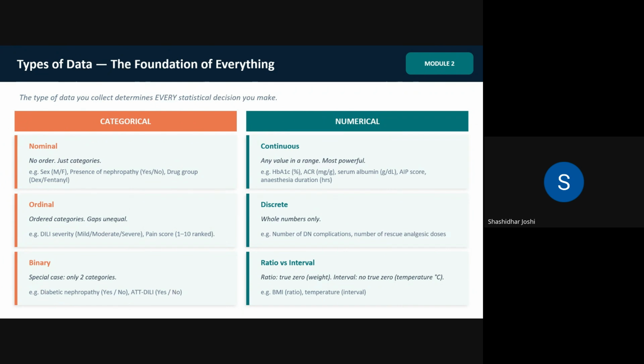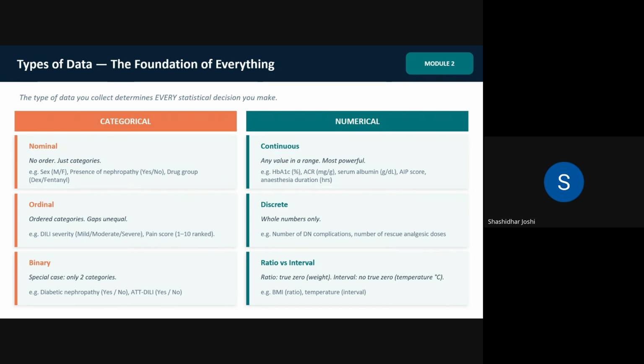Okay. So there are two types of data. The type of data you collect determines every statistical decision you make. The entire statistical analysis, t-test, whatever the test, is based on this table. On a broader level, one is categorical, one is numerical. Under categorical we have three types, and under numerical again we have three types.